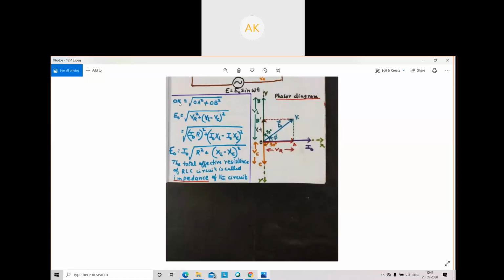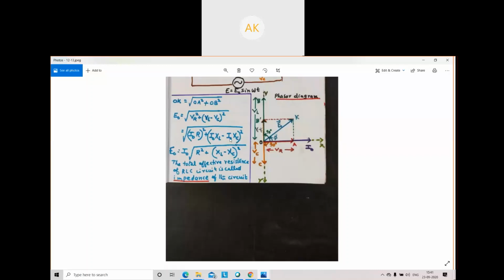So we got the expression E0 equal to root of VR square plus (VL minus VC) whole square, where VR is the voltage across the resistor. How will you get the voltage across the resistor? It is the peak value of current into its resistance. Peak values are taken: (I0 R) whole square plus (I0 XL minus I0 XC) whole square.